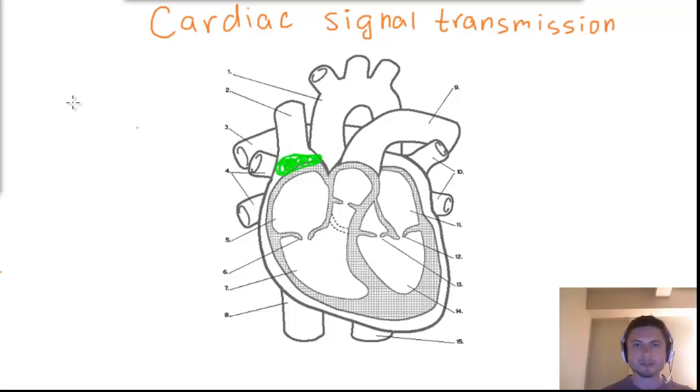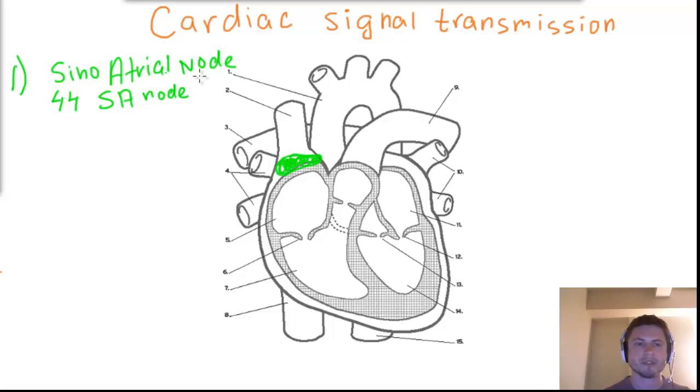And this area is called, I'm going to write it right here, the sinoatrial node. This is the first tissue that starts the signal. So it's a kind of pacemaker. Basically, it generates the electrical signal. Normally it's also referred to as the SA node, so we're going to call it the SA node.